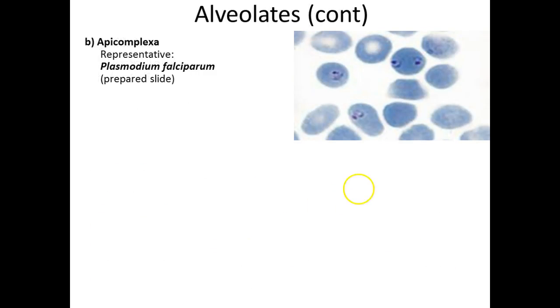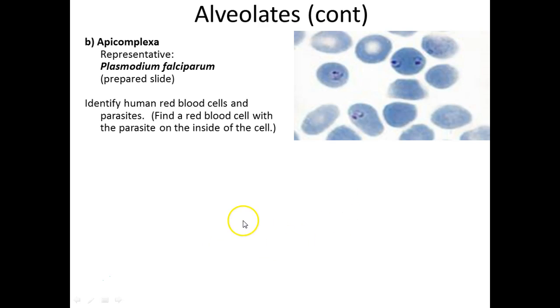So then we have our Plasmodium falciparum. There are actually 4 different species of Plasmodium that cause malaria. This is the worst one. This is the most prevalent. And part of its life cycle, it actually reproduces inside our red blood cells. So the slides that we have are blood smears.